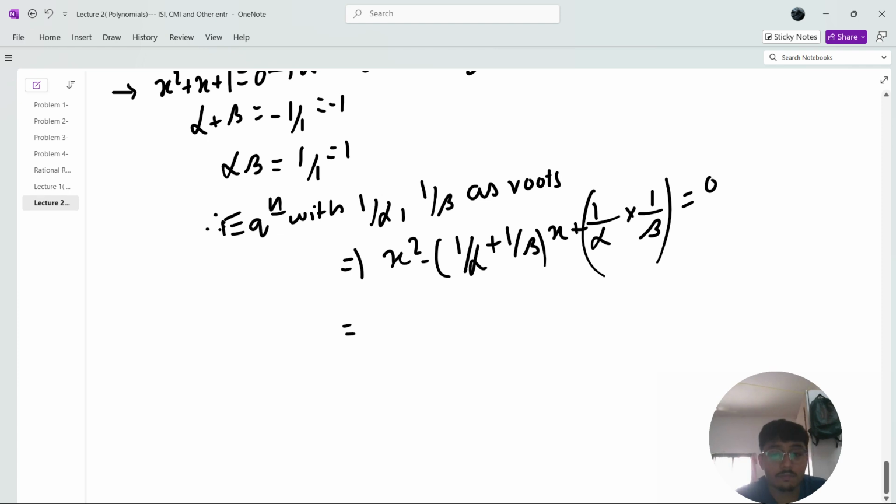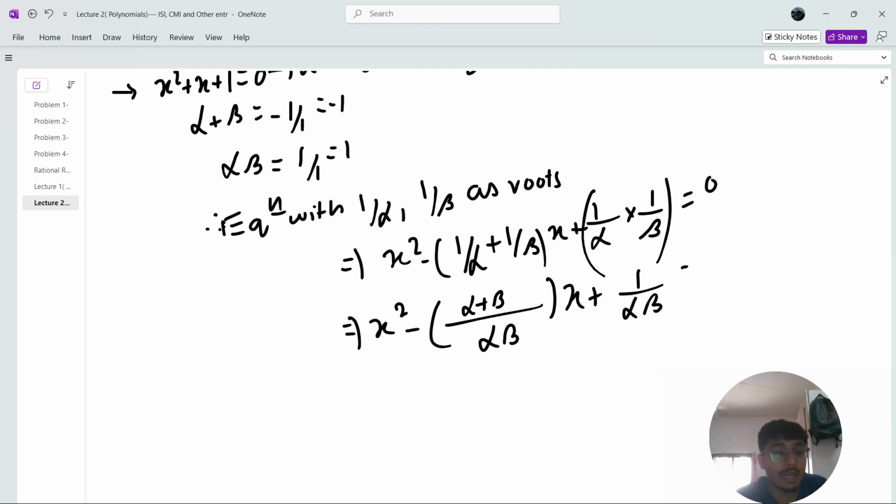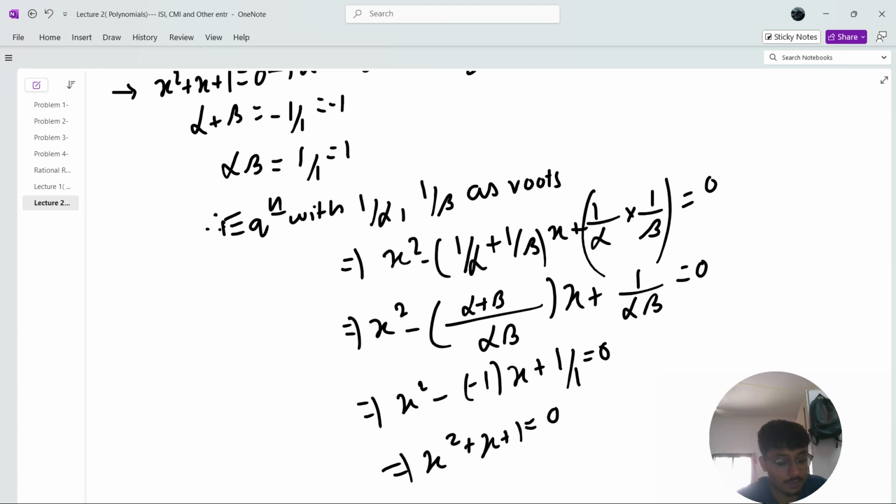So I will simplify them and use the information of alpha and beta which I found out. So x square minus (1 by alpha plus 1 by beta), which is basically alpha plus beta by alpha beta, of x plus 1 by alpha beta equals 0. I have already learned that alpha plus beta is minus 1, alpha beta is 1. So minus 1 by 1, that is minus of minus 1 of x, plus 1 by 1 equals 0. So x square plus x plus 1 equals 0. This is my equation with roots as 1 by alpha and 1 by beta.